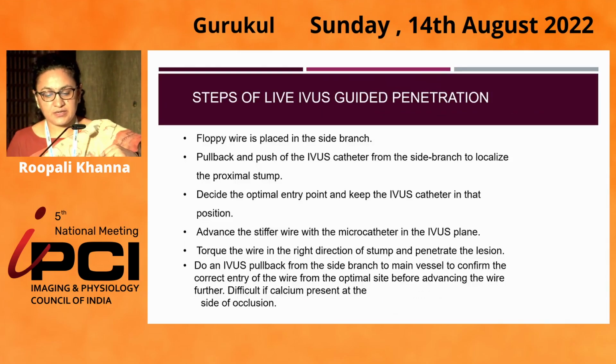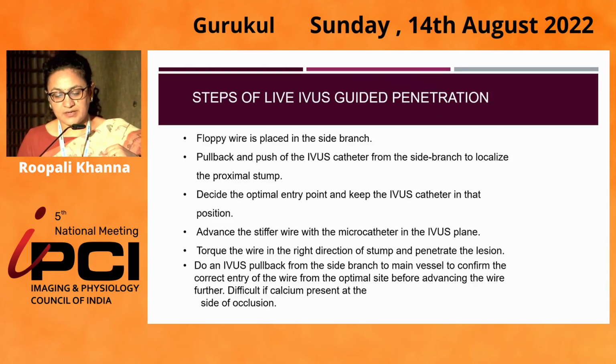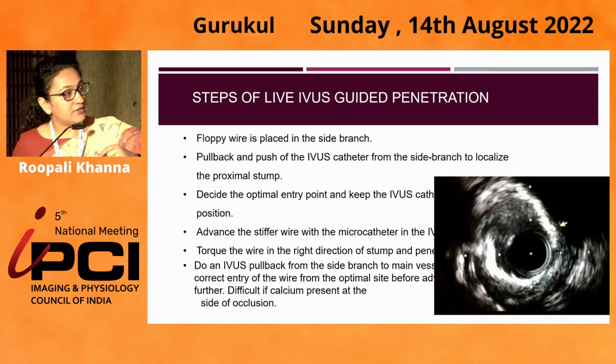So if we're summarizing it, the steps of IVUS guided wiring are basically that we have to put a floppy wire in the side branch, pull back the IVUS from the side branch, see the optimal entry, take the stiffer wire on the microcatheter, torque it in the right direction, and do an IVUS pullback from the main vessel for confirmation of the re-entry. This technique will not be effective whenever there is calcium at the stump. We won't be able to localize the stump in these cases.